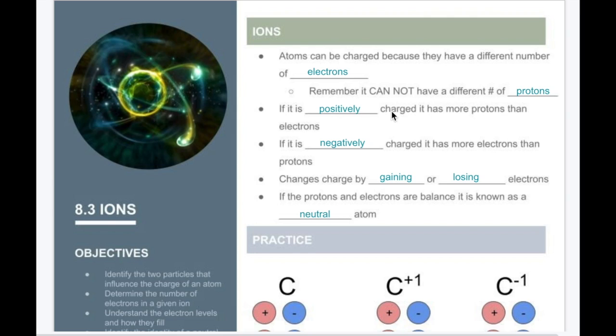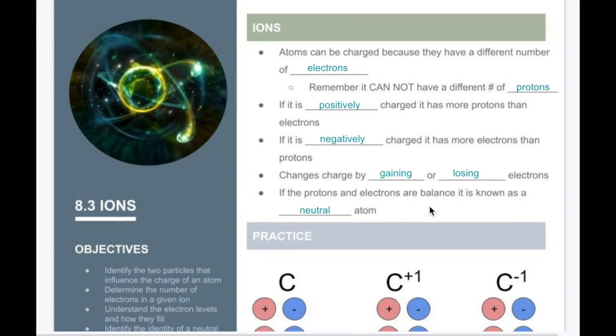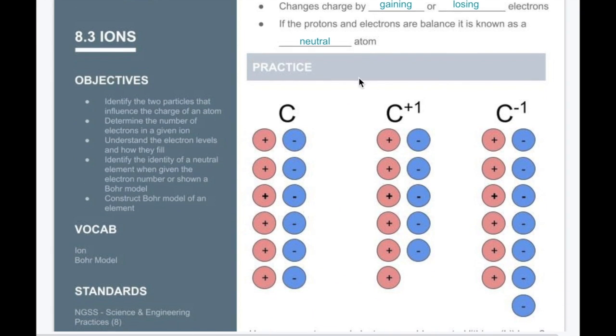If it's positively charged, it means it's lost electrons, because it lost negatively charged particles. If it is negatively charged, it has gained electrons, or gained the negative charge. If the protons and electrons are balanced, it is known as a neutral atom. If we look at these three, the way that we write out ions is we have the symbol, and if there is no superscript, it's going to be a neutral atom. But if it does have a charge, it's going to have a superscript, where here it tells us it's a +1, here it's a -1 charge.